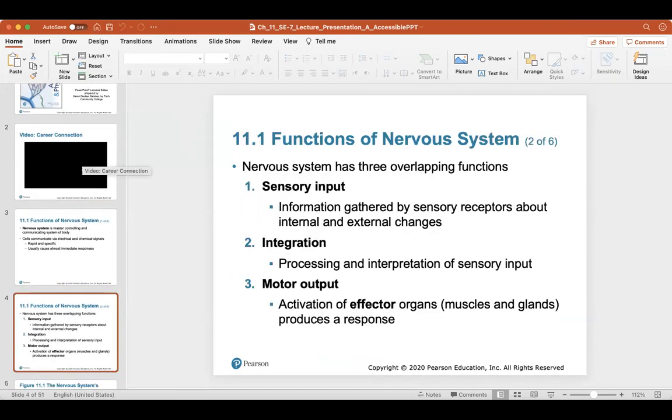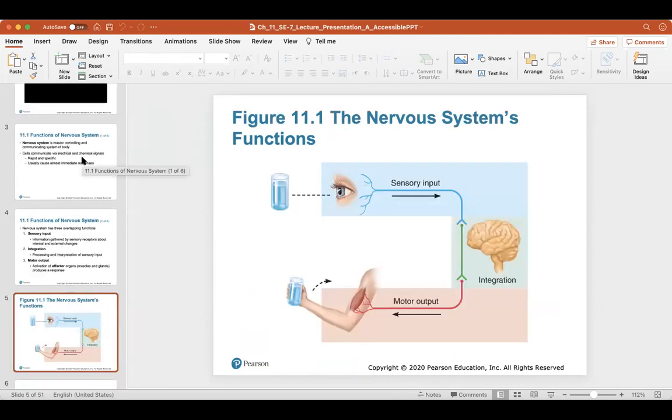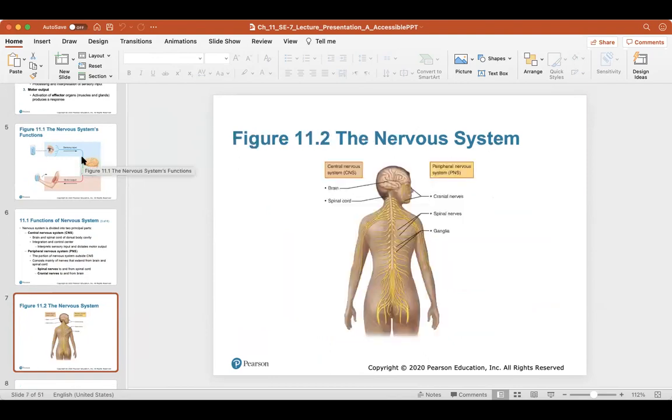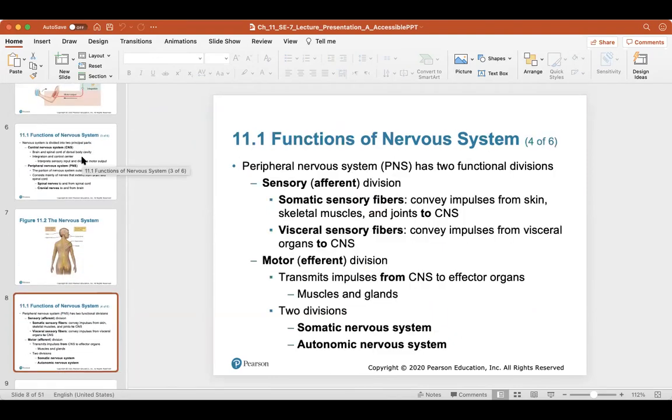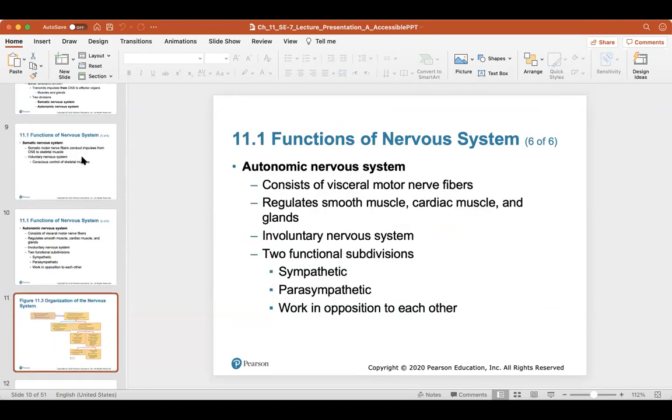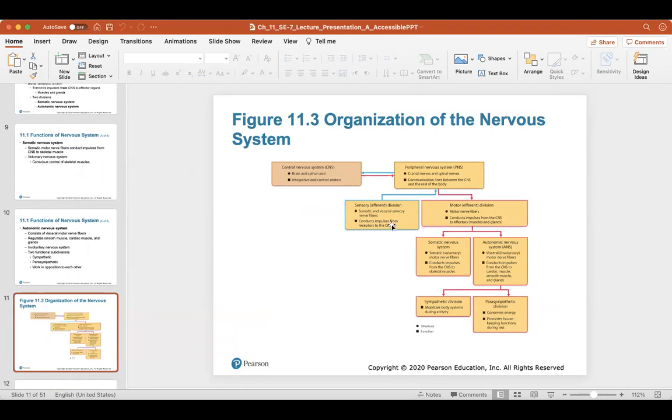So for example, you should know the three overlapping functions of the nervous system. You should know how it's divided anatomically. You should know the difference between the sensory and the motor division and what makes up each. And a good chart that describes the division and organization of the nervous system is this one.